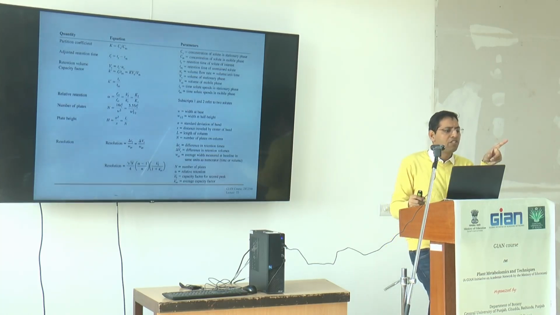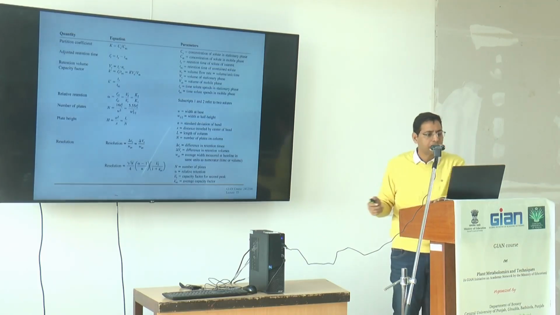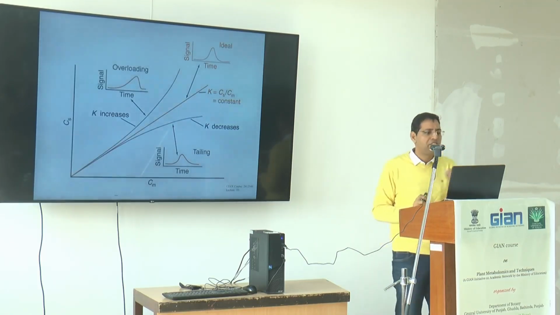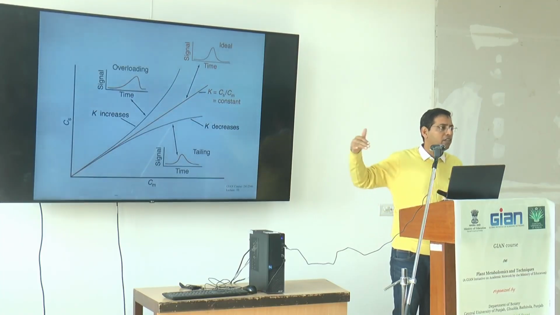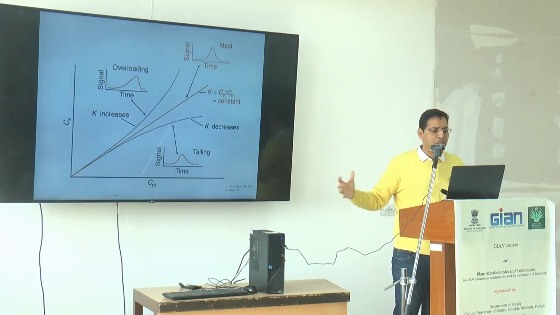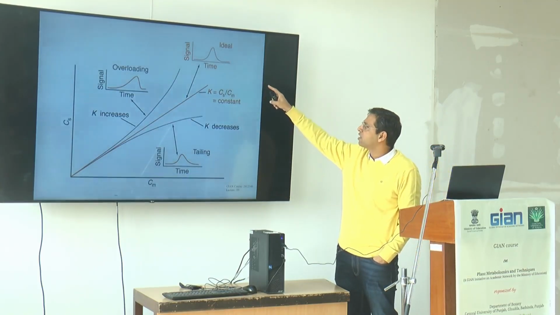Starting with the partition coefficient, retention time, capacity factor, relative retention, plate height, number of plates, and the resolution. You have to understand these parameters. If you know these parameters during method development, you can easily quantify your metabolites. This is the picture by which you can understand. If you play with K, this is the concentration present in the stationary phase, and this is the concentration present in the mobile phase. If it is moving in the right direction, you will get these peaks in the signal ideally.